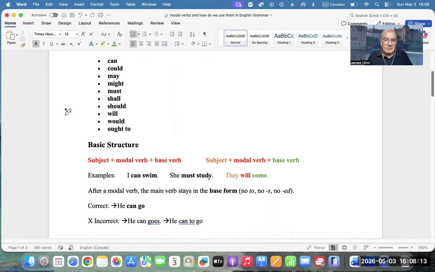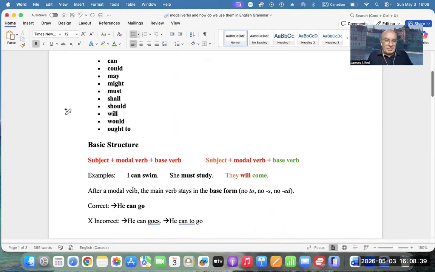She must study. Subject, she. Must is a modal verb. That would be red. And base verb, study. Not she must studying. She must study. That is very, very important, right?